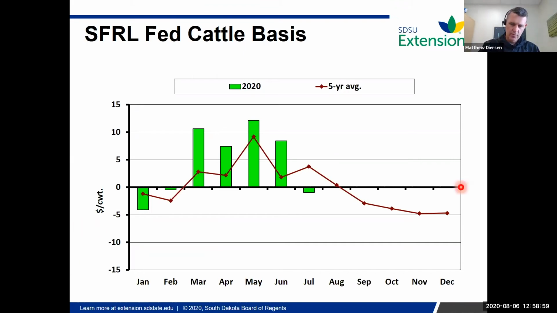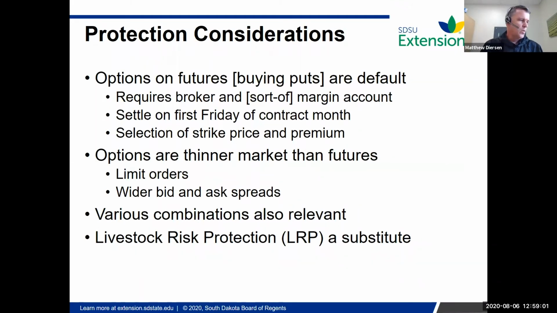So advance the slide here. When you think about price protection, generally you're thinking about options on futures. For the most part, you're looking at buying put options if you're a feedlot, and that's sort of the default case. Now, there's other kinds of options, and there's other things to consider, but starting with that feedlot with downside price risk on the fed cattle or live cattle, looking at purchasing put options is the starting point for risk management.